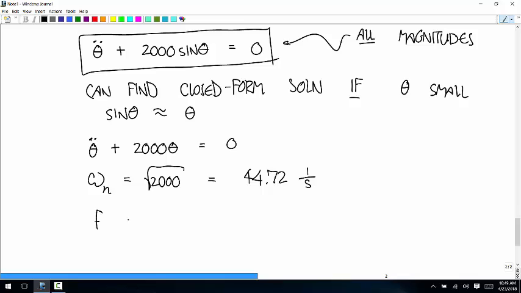And so the frequency is 1 over 2 pi times 44.72. And what do you get for that? So about 7.1 hertz.